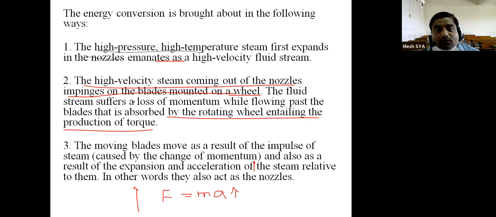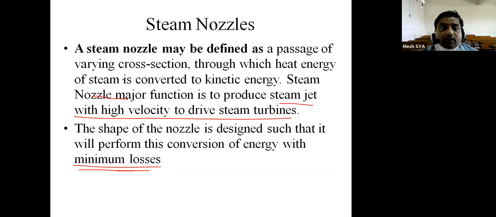And if the shaft is rotated in the presence of a magnetic field, EMF, electromotive force, is developed. So that is how electricity is generated. That is the next part. The moving blade moves as a result of the impulse of steam caused by the change of momentum. So the steam's momentum is lost and it is gained by the blade. Also, as a result of expansion and acceleration of the steam relative to them, in other words, moving blades also act as nozzles.